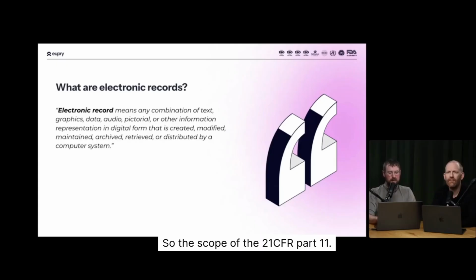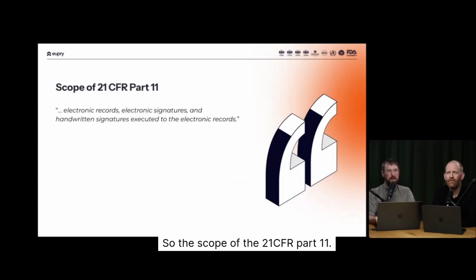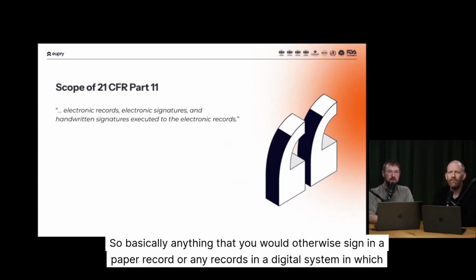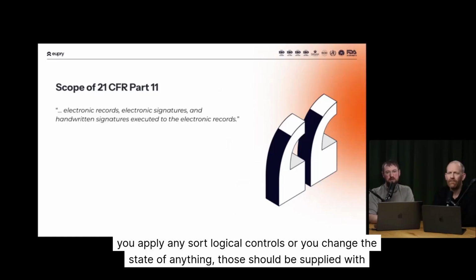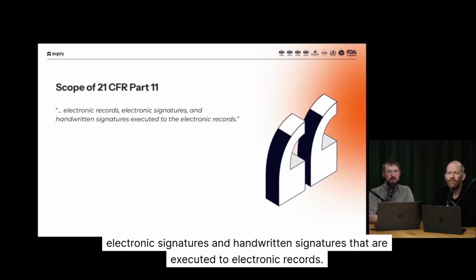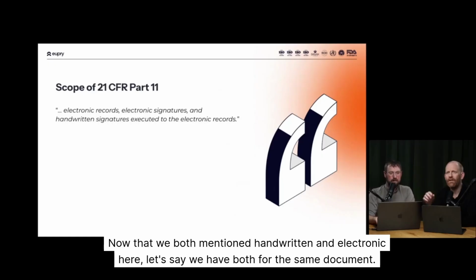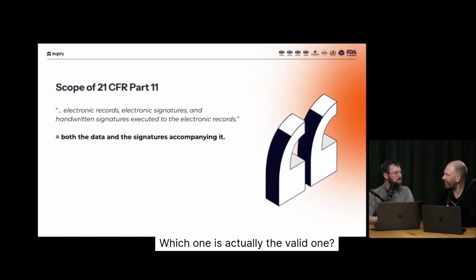Yes, sorry, I just lost my mouse here. So the scope of 21 CFR Part 11 covers electronic records, which is what we've just discussed. It covers electronic signatures: anything that you would otherwise sign in a paper record, or any records in a digital system in which you apply logical controls or change the state of anything, should be supplied with electronic signatures, and handwritten signatures that are executed to electronic records. Now, if we have both handwritten and electronic for the same document, which one is actually the valid one?